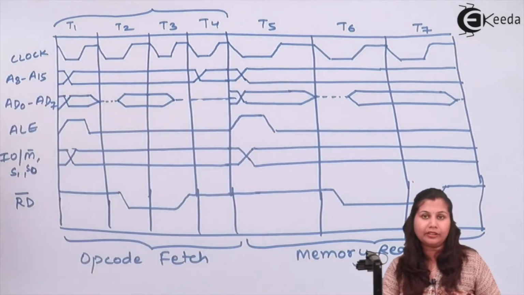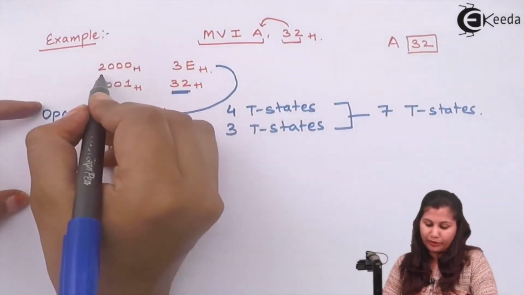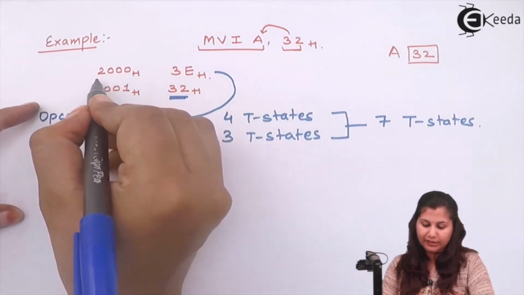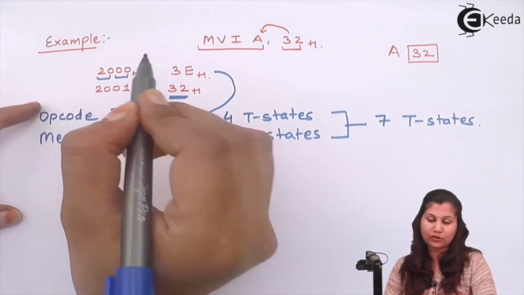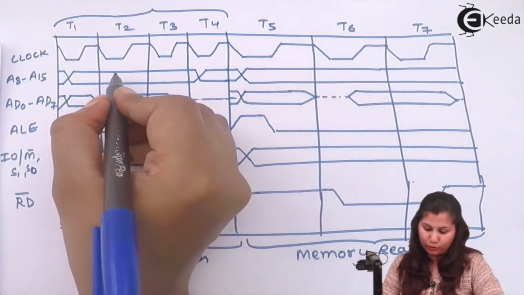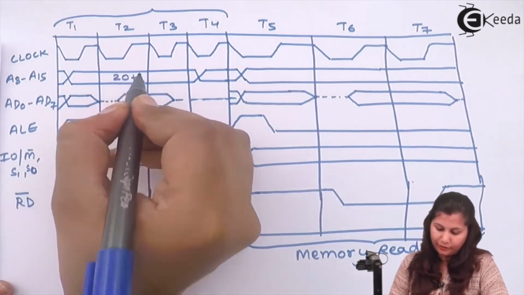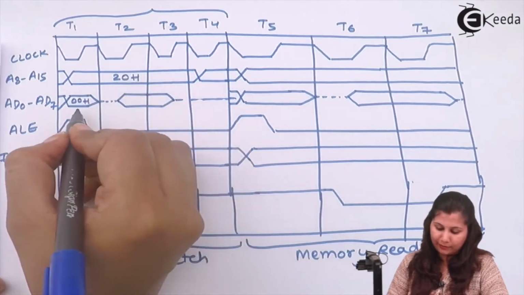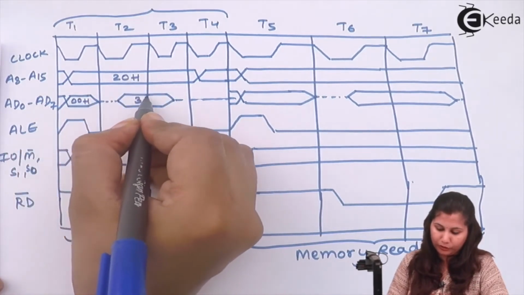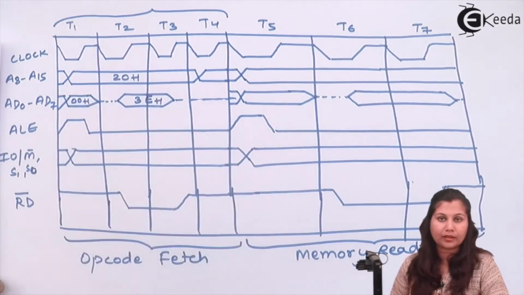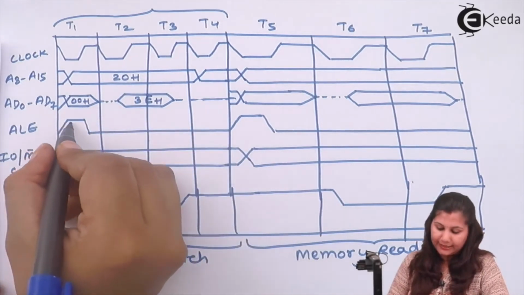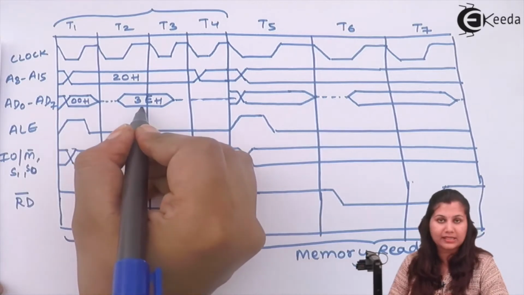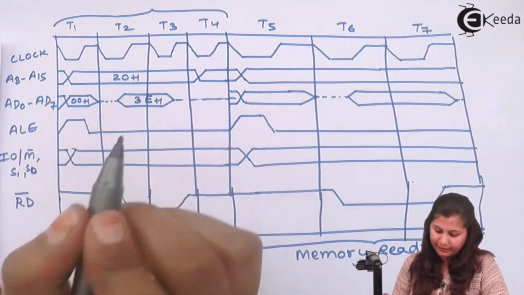So first you have written at this memory location 2000 we have the 3EH. So 20 is the higher order address and 00 is the lower order address, and at this memory location you have the opcode 3EH. Then when the ALE signal is high, it means we have an address. If it is low, it means it's an opcode or data.